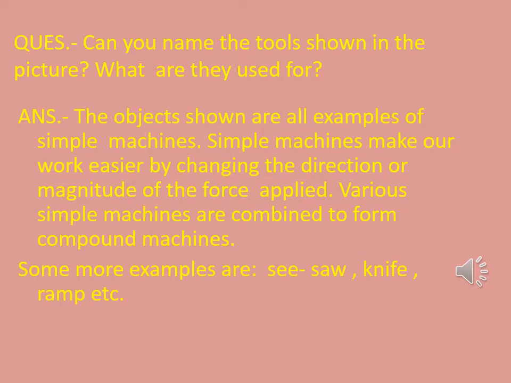My question is, can you name the tools shown in the picture? What are they used for? The objects shown are all examples of simple machines. Simple machines make our work easier by changing the direction or magnitude of the force applied. Various simple machines are combined to form compound machines. Some more examples are seesaw, knife, ramp, etc.